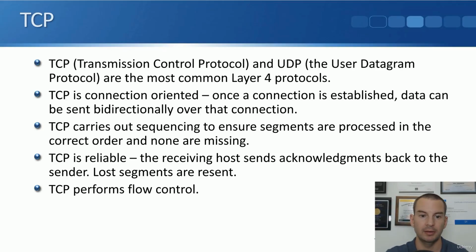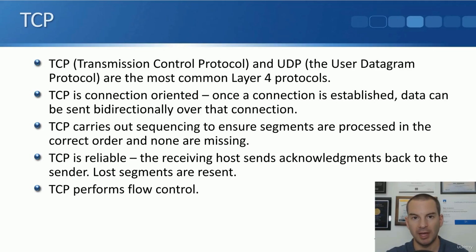TCP is reliable. The receiving host sends acknowledgements back to the sender. So based on the sequence numbers, the receiver can see if all the traffic has come in. If any traffic is being lost in transit, then it will tell the sender that that happened. The way it does it is by not sending an acknowledgement back to the sender.